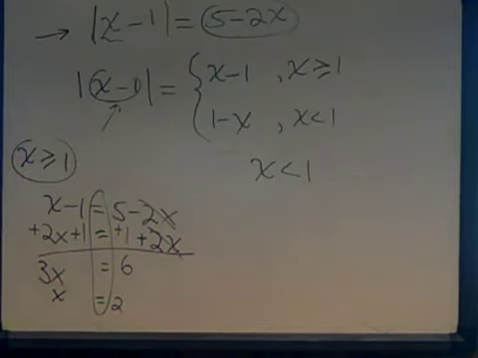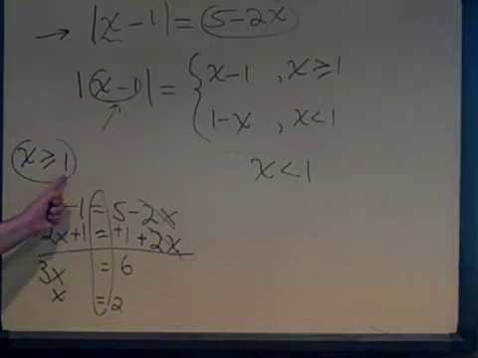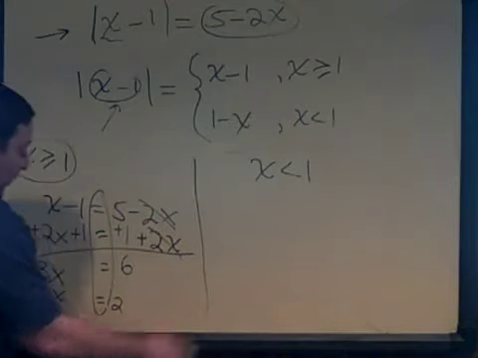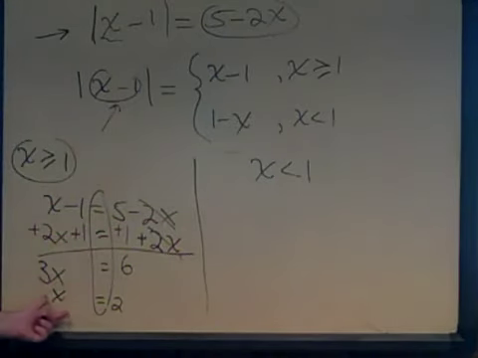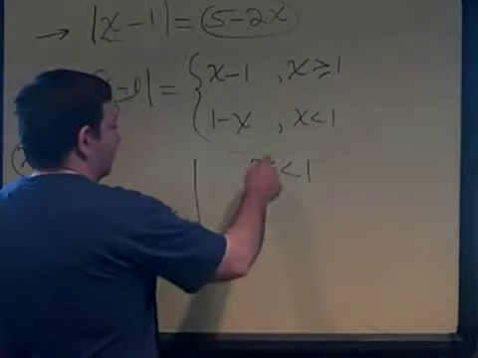Now this may have to be rejected. Oh, it's bigger than 1. The answer we got for x, 2, is actually bigger than or equal to 1. So we can keep that answer. If we had gotten x equals negative 5, negative 5 isn't bigger than or equal to 1, so we would have to reject it. Now x is less than 1.